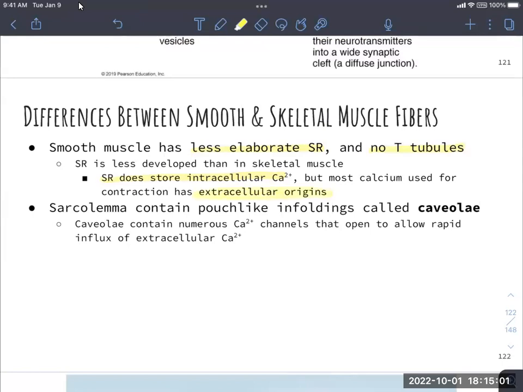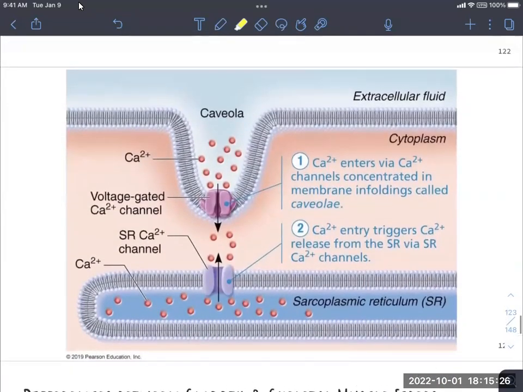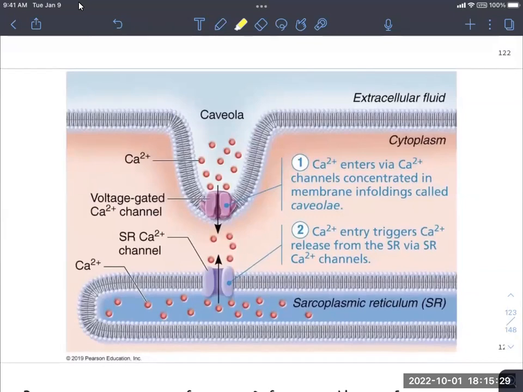Their sarcolemma have caveolae, which are these little pouch-like infoldings. And that's where the calcium channels open and allow calcium into the cells. So here's a smooth muscle cell. We have these calcium channels. These are the caveolae, these little kind of invaginations here.